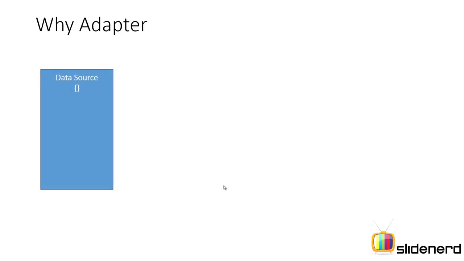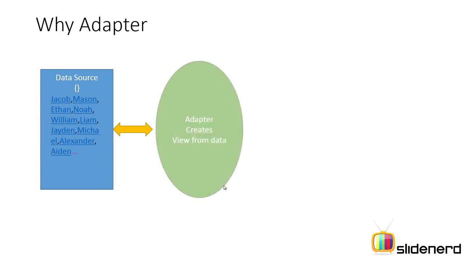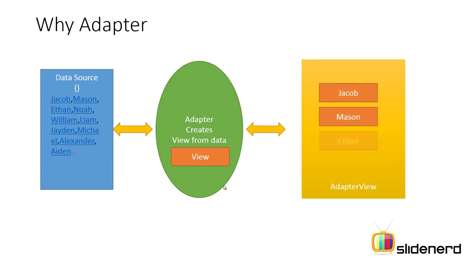Here you have a data source. It has some names inside. This is like your database or array or anything. Then you have an adapter. What it does is take the data, create a view out of the data, and give it to something called an adapter view. This adapter view displays the data just the way you want. Pretty simple, right? Remember, the adapter is only responsible for taking or managing the data, and the adapter view is responsible for controlling how the data should be displayed.